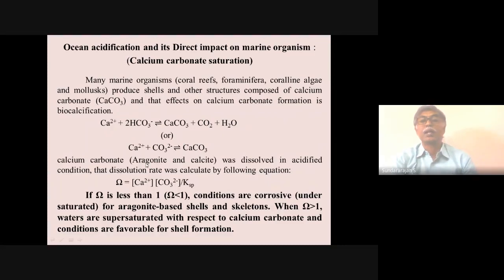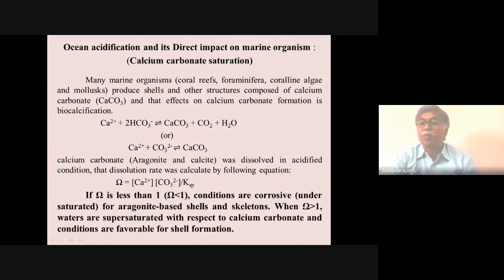Calcium carbonates are categorized as aragonite and calcite, based on their strength, and they dissolve in acidified conditions. Calcium carbonate is generally dissolved in acidic conditions. The dissolution rate is calculated from the following equation, the omega value, using the concentration of calcium, the concentration of carbonate, and the constant, with respect to the atmospheric pressure and temperature, showing how it is going to dissolve with CO2 in the water. When the omega value, calculated from these estimated values of calcium, carbonate and other things, is less than 1, conditions are corrosive, so undersaturated. For aragonite-based shells or skeleton formation, the forming is thus affected.